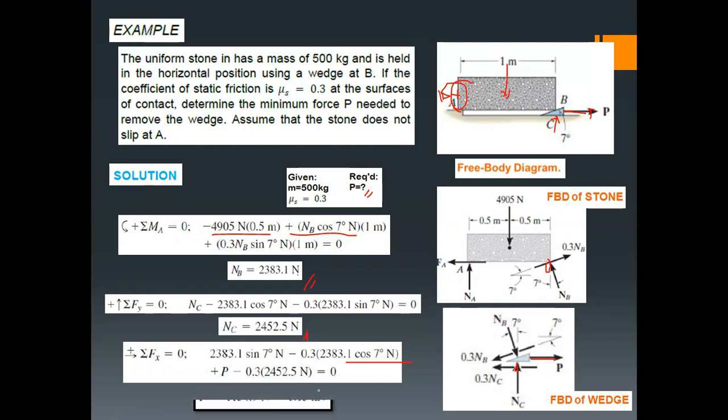And then we just equate it, and we get 1,154.9 Newton or 1.15 kilonewtons. Okay? So that's how we get it. So that's the force needed to remove the stone, or to make our stone slip, so it is removed from there.